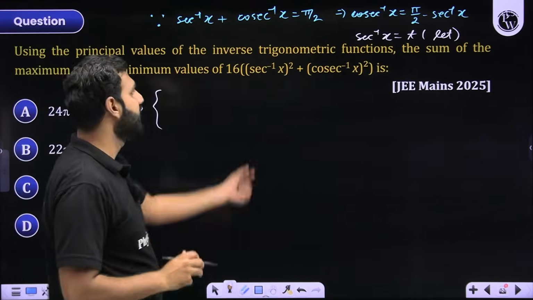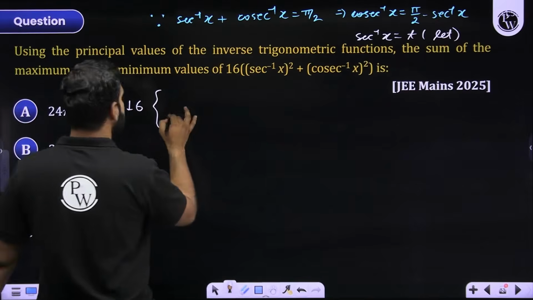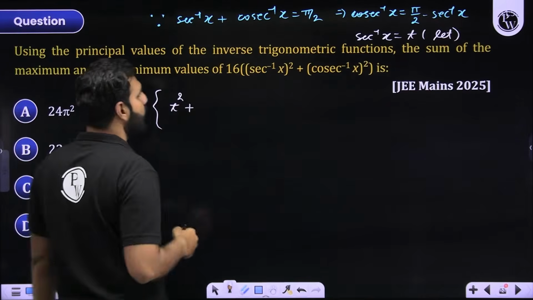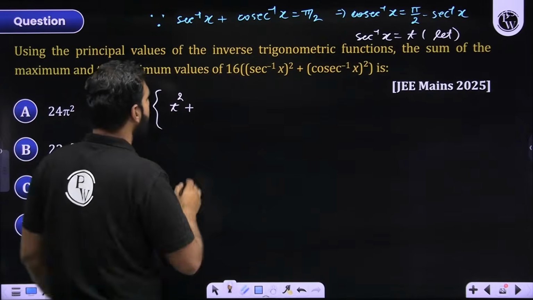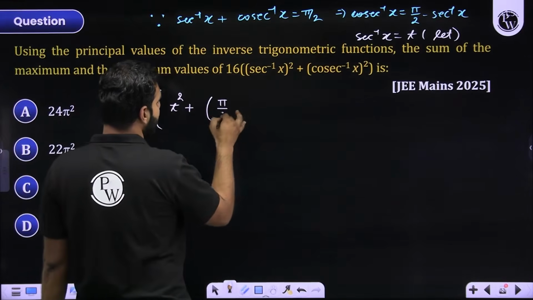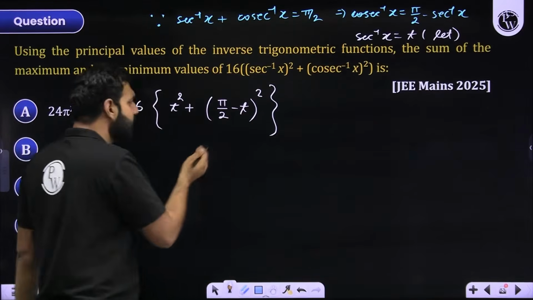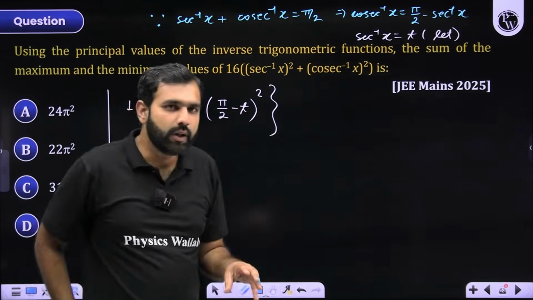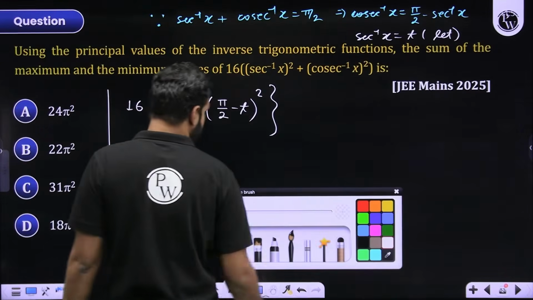16 times whole of sec inverse square. So the square of sec inverse, which means t square, so this is t square plus, what do we have next? Cosec inverse x, which I'm replacing by pi by 2 minus sec inverse x. And we can write pi by 2 minus sec inverse x as pi by 2 minus t whole square. This is what we are dealing with. Can I not deal with this quadratic? Let's simplify this first so that we can create some conclusions and generalizations on this.